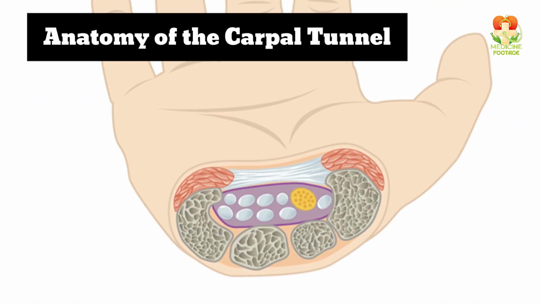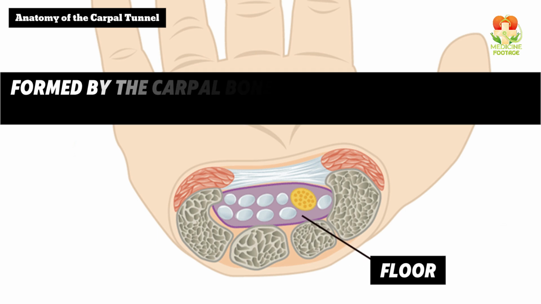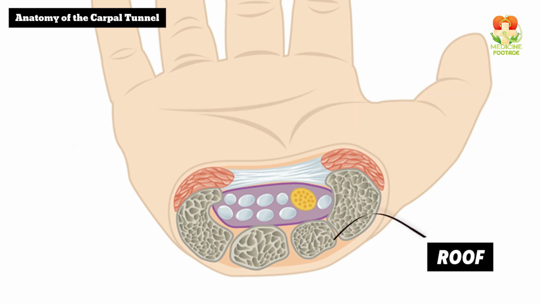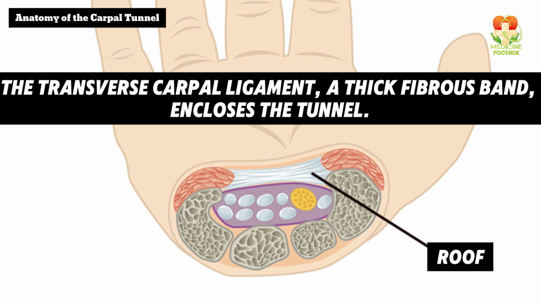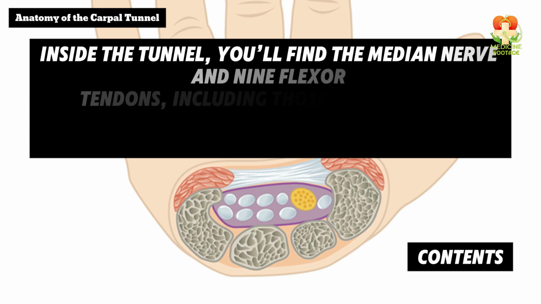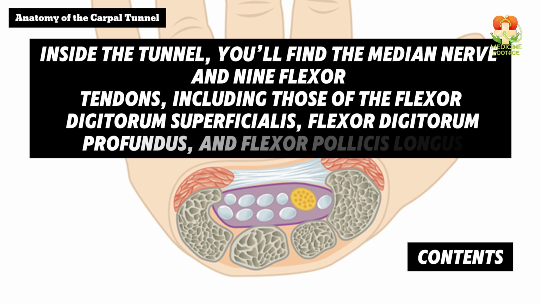Anatomy of the carpal tunnel. The carpal tunnel is a compact structure that plays a vital role in hand function. Let's break it down. Floor: formed by the carpal bones, including the scaphoid, lunate, and others. Roof: the transverse carpal ligament, a thick fibrous band, encloses the tunnel. Contents: inside the tunnel, you will find the median nerve and nine flexor tendons, including those of the flexor digitorum superficialis, flexor digitorum profundus, and flexor pollicis longus.